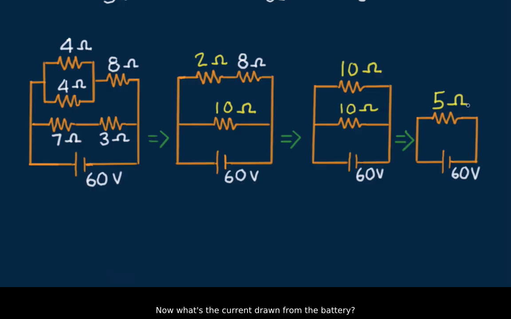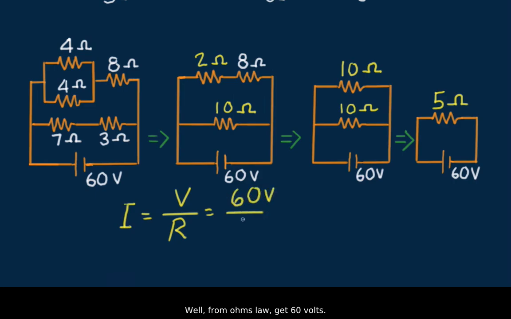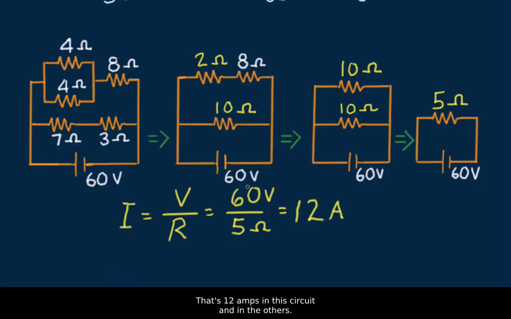Now, what's the current drawn from the battery? Well, from Ohm's law, you get 60 volts over 5 ohms, 12 amps. That's 12 amps in this circuit, and in the others. In this circuit, we see that the 12 amps divides into two 6 amp currents. Likewise with the others.